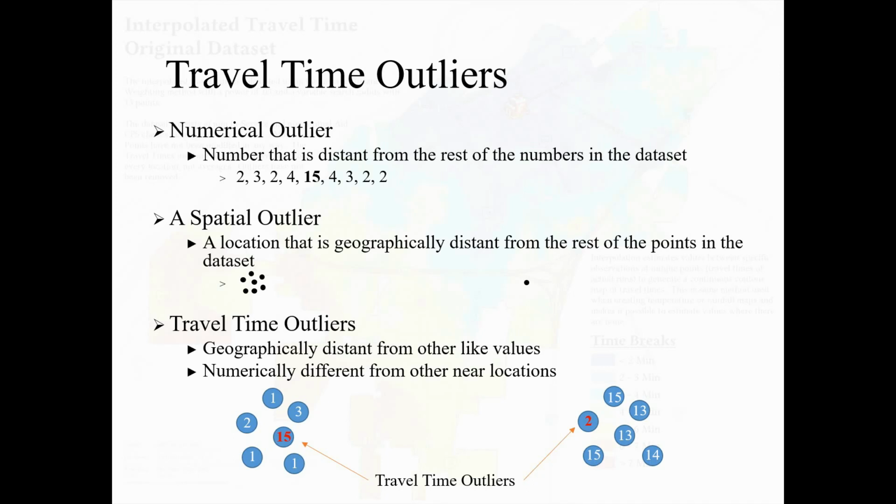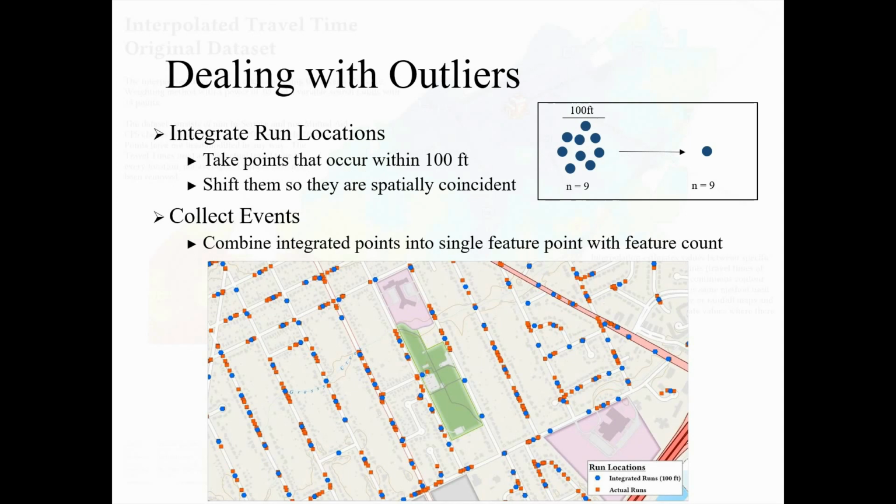And basically, it's this combination of a numerical outlier and a spatial outlier. So a numerical outlier is really just a number that's different from other numbers around it. A spatial outlier is a location that's very different, very far away from other data points that it's otherwise very similar to, right? And these travel time outliers are a combination of the two. So it's a value that's very different from the surrounding values. So we can do a couple of things to remove these travel time outliers.